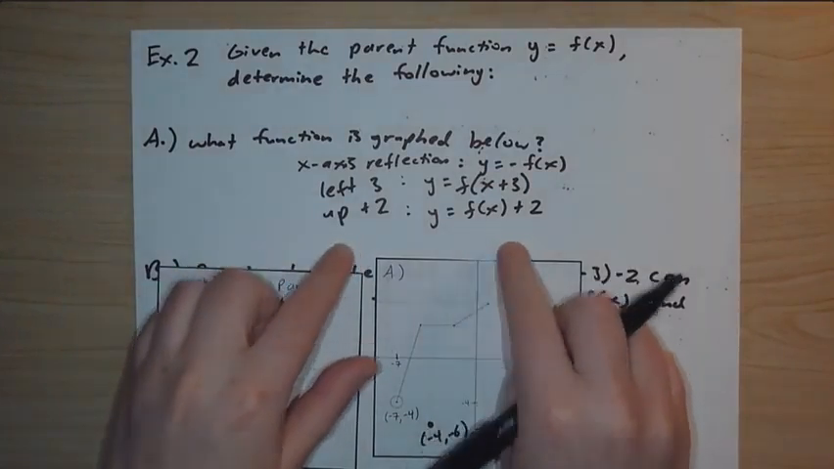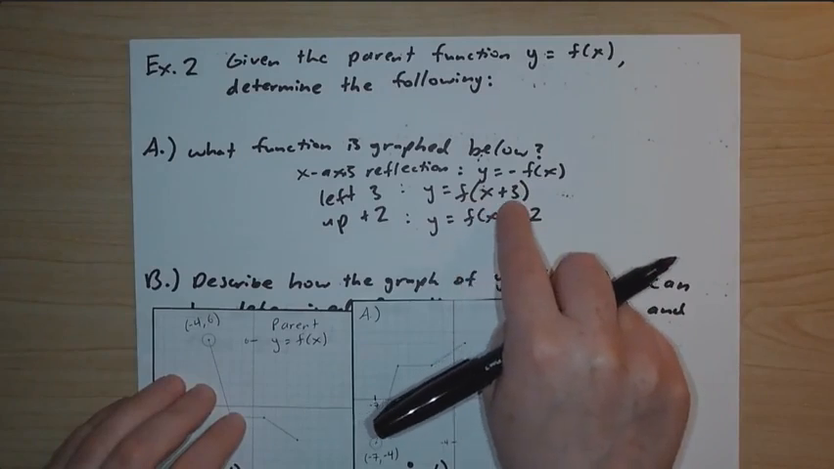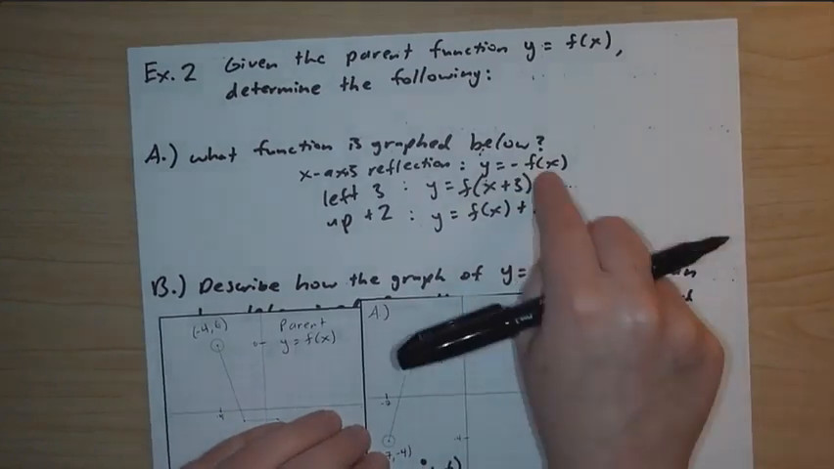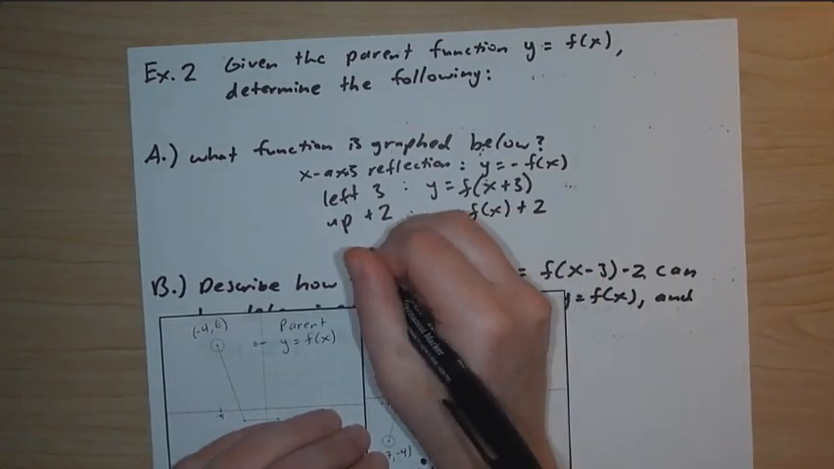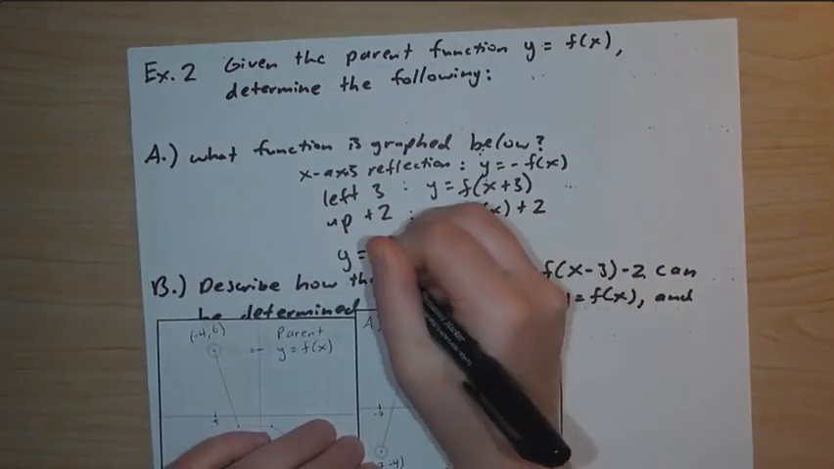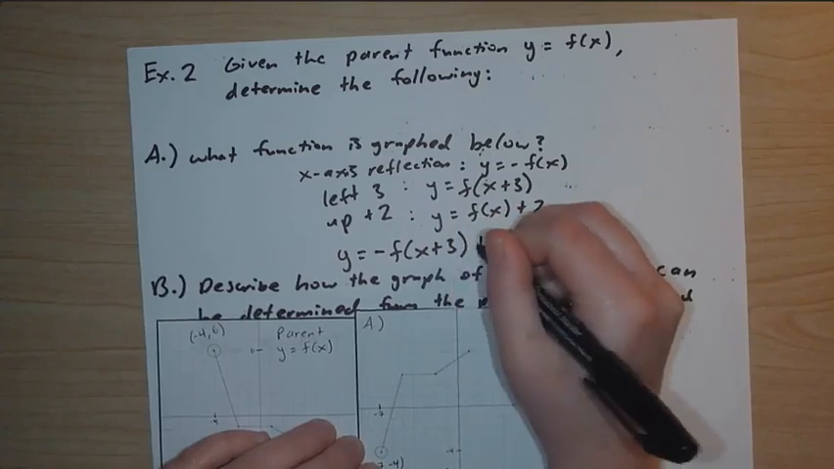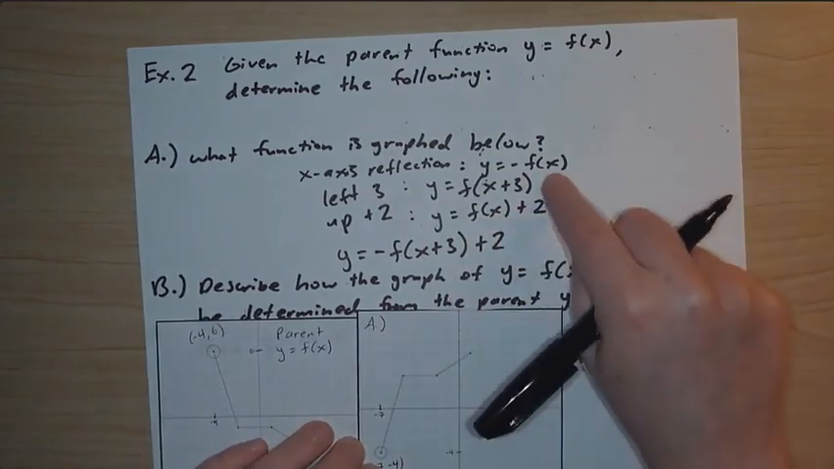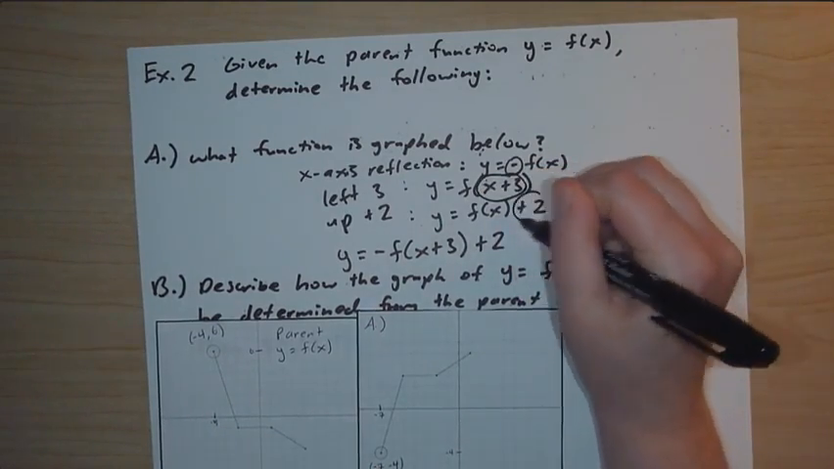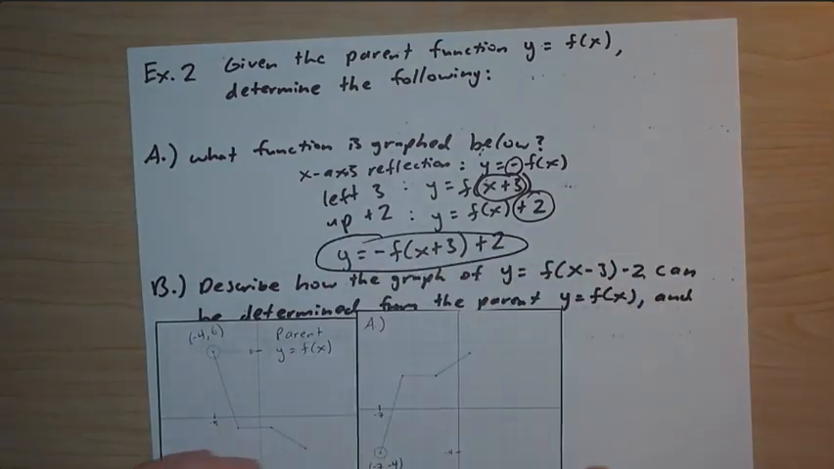And we're going to put all of these things together. So we've had a negative from our f of x, we have moved left 3, and we've gone upwards 2. So combining all of these three things, we know that our function that's graphed in graph A is y equals negative f of x plus 3, plus 2. So we've just combined each of the things. This is the important part in each of these three shifts. So that's for part A.